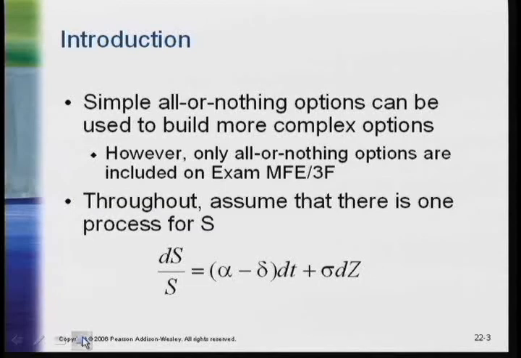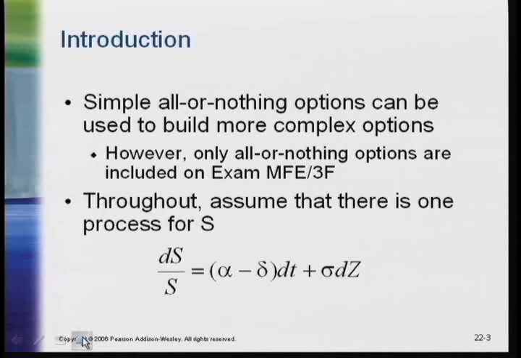So a simple all or nothing option ultimately can be used as a building block to develop more complex options. And that's really the orientation of this chapter, to introduce all or nothing options and then to see how they're used as building blocks. We're only going to focus on the initial building block itself, the all or nothing, and not cover the other varieties. We'll assume the familiar process of geometric Brownian motion for the stock price.